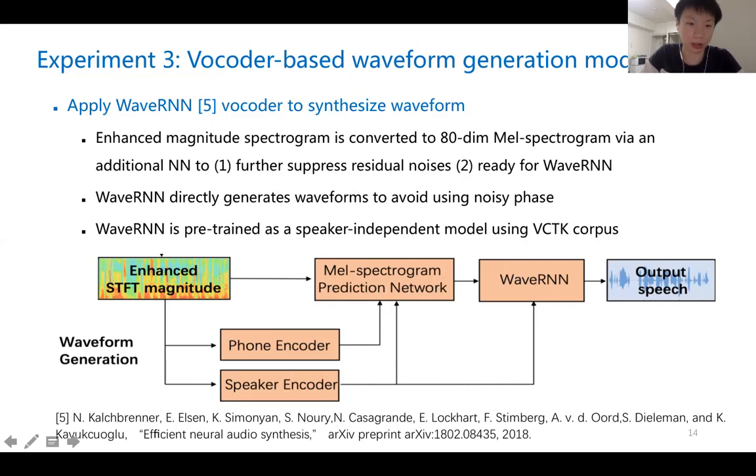Specifically, the enhanced magnitude spectrogram will be converted to an 80-dimensional mel spectrogram using an additional neural network here to further suppress residual noise and also get ready for the following waveform processing. Then the vocoder directly generates waveforms to avoid using the noisy phase. The vocoder we used was pre-trained as a speaker-independent model using multiple speech corpora. And in addition, for better performance, we use phone and speaker embeddings to emphasize the content information and speaker characteristics of the processed utterance. The details can be found in our paper.